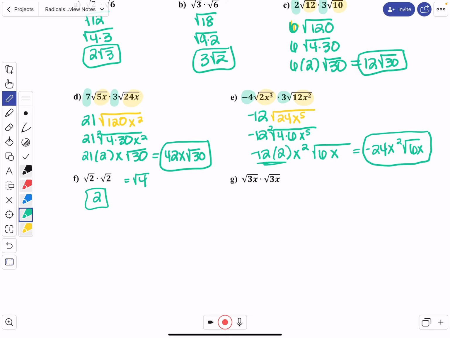Same thing here, square root of 3x times square root of 3x. Now, they have to be identical. They have to be exactly the same. Your final answer would be 3x. The reason is if we did multiply that out, you would get 9x squared in the radical. Well, the square root of 9 is 3, and then, of course, x squared under a square root gives you x, and you get 3x. So remember that shortcut, and it'll save you just a little bit of time.